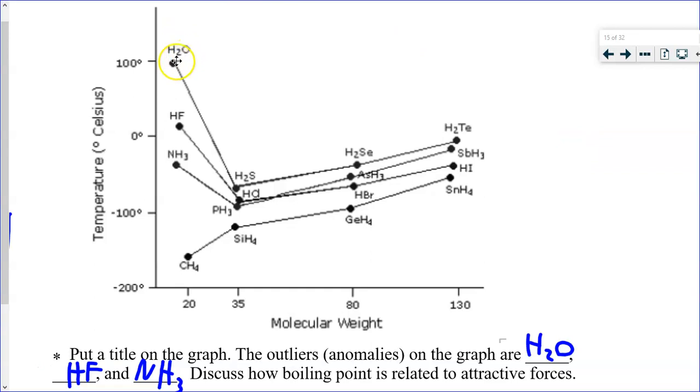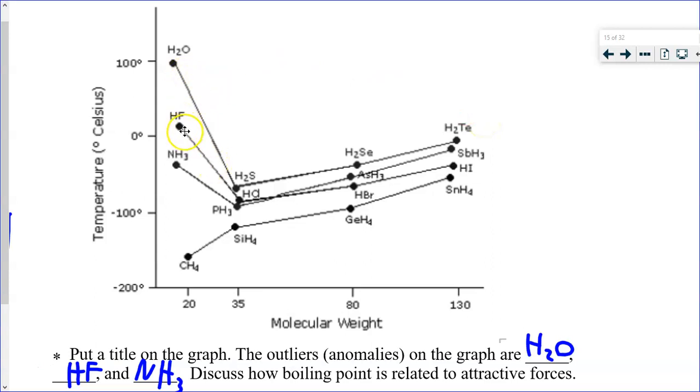So if you look at this top line, where I have water, H2S, H2Se, and then H2Te. If you look at oxygen, sulfur, selenium, and tellurium, those are all in the same family, meaning that they're all in the exact same column. Okay, so the shapes of these molecules are all going to be bent.